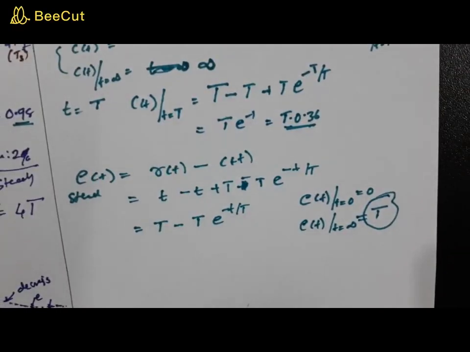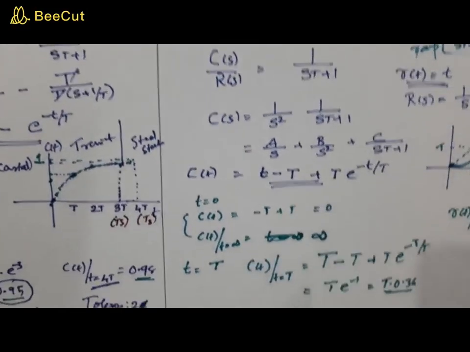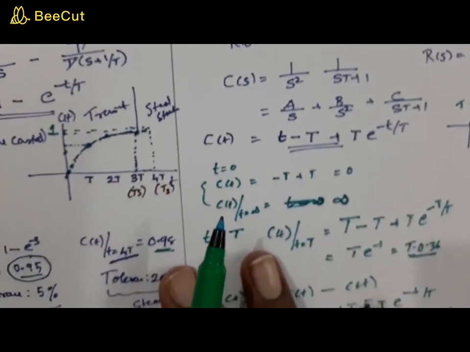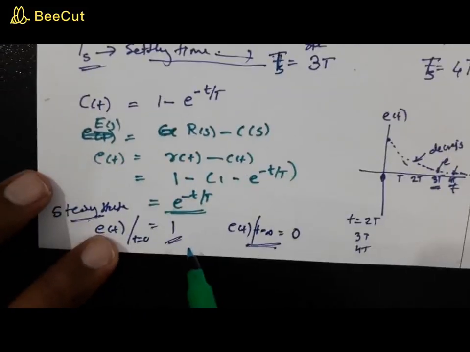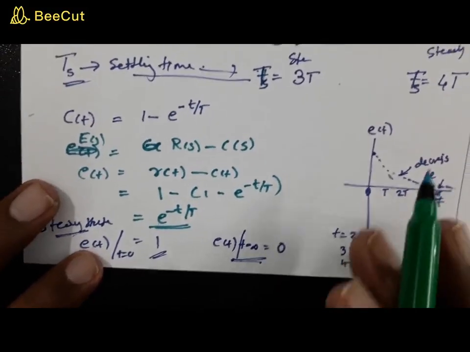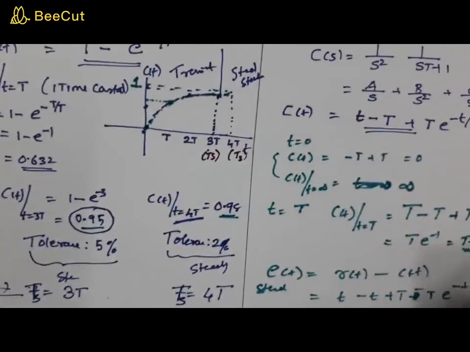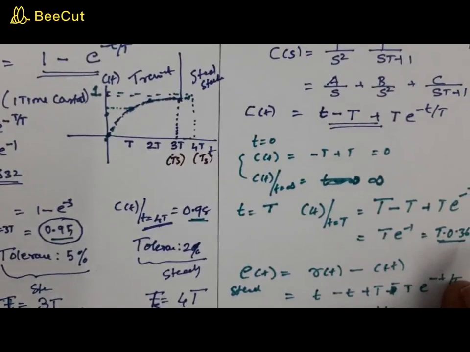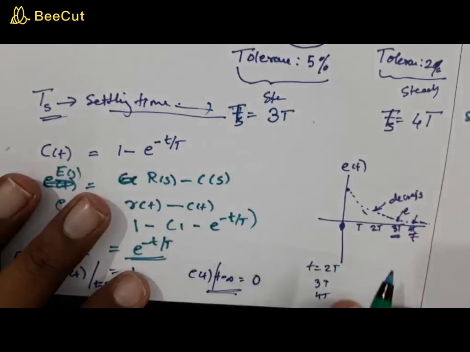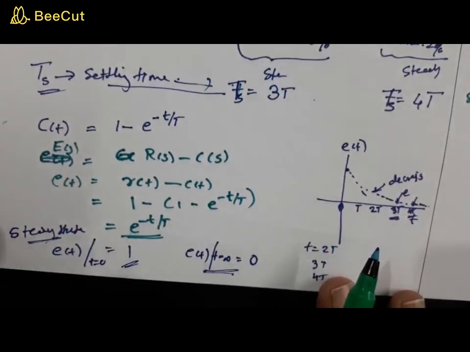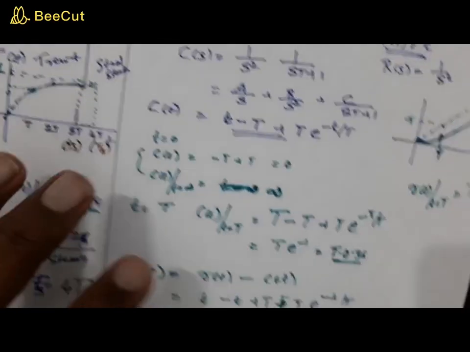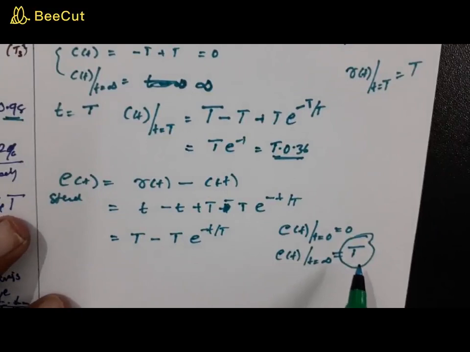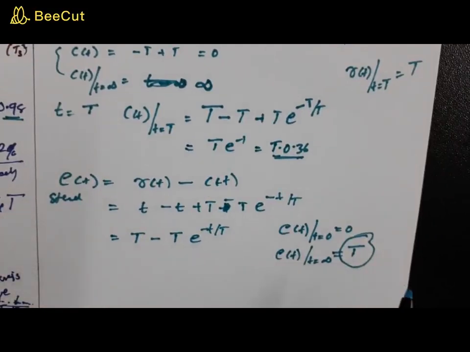So for a ramp input, there is an error, but in the case of a step input, we have seen that the steady state error is 0. That's what I told you, that the system not only depends on the transfer function, it also depends on the input that you give. For a first order system, as we have seen, it depends on the input as well. For a step input, the error is 0, but for a ramp input, there is an error equal to its time constant at steady state.